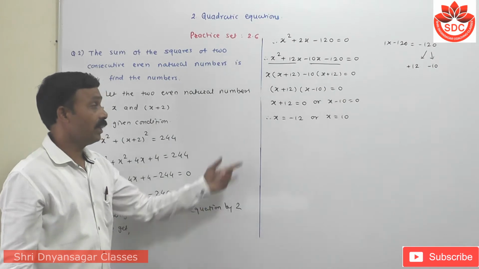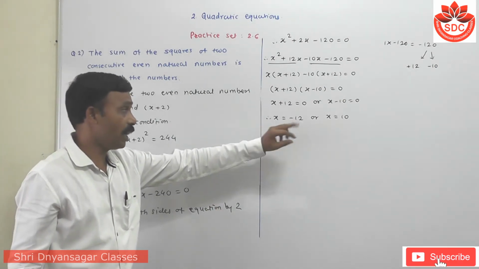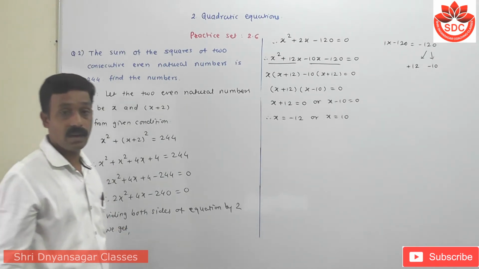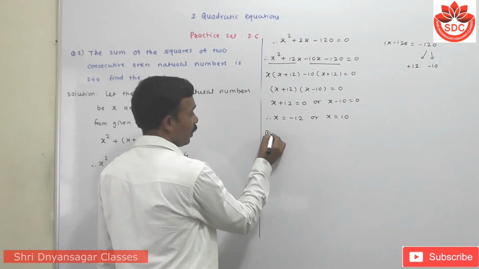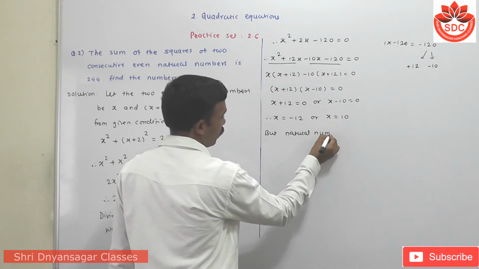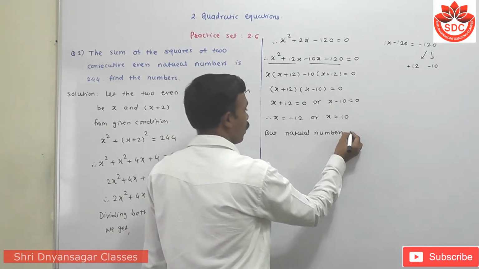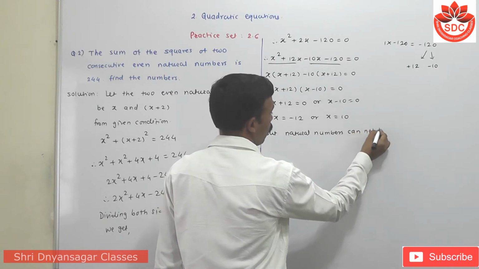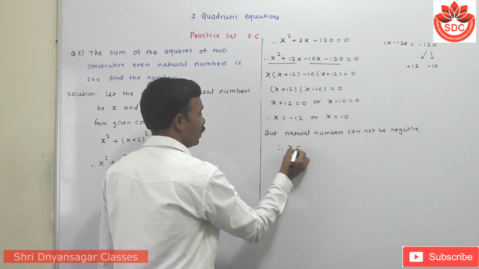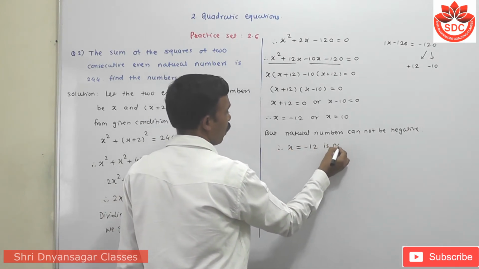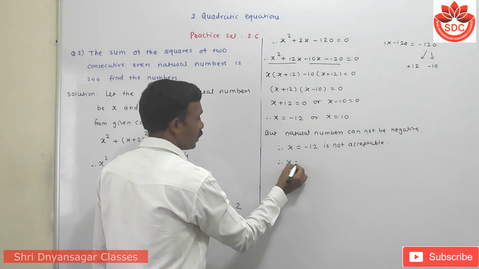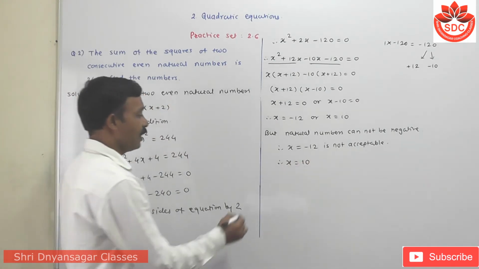Here x is equal to minus 12 is not acceptable, because natural numbers cannot be negative. Therefore x is equal to minus 12 is not acceptable. That means x is equal to how much? 10.